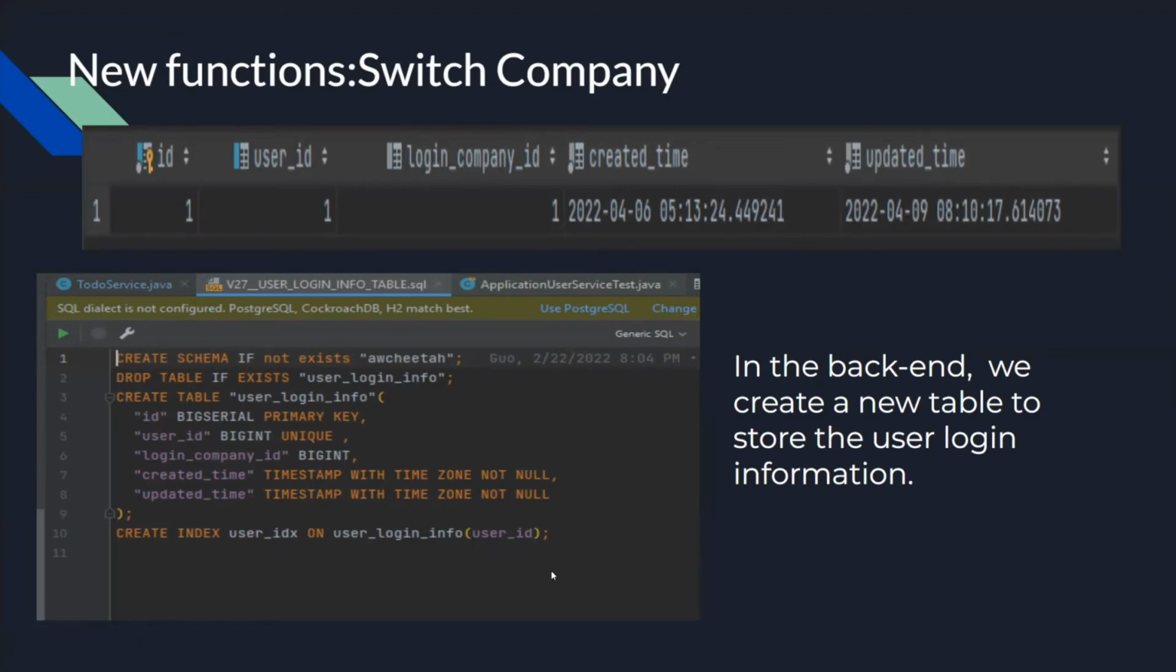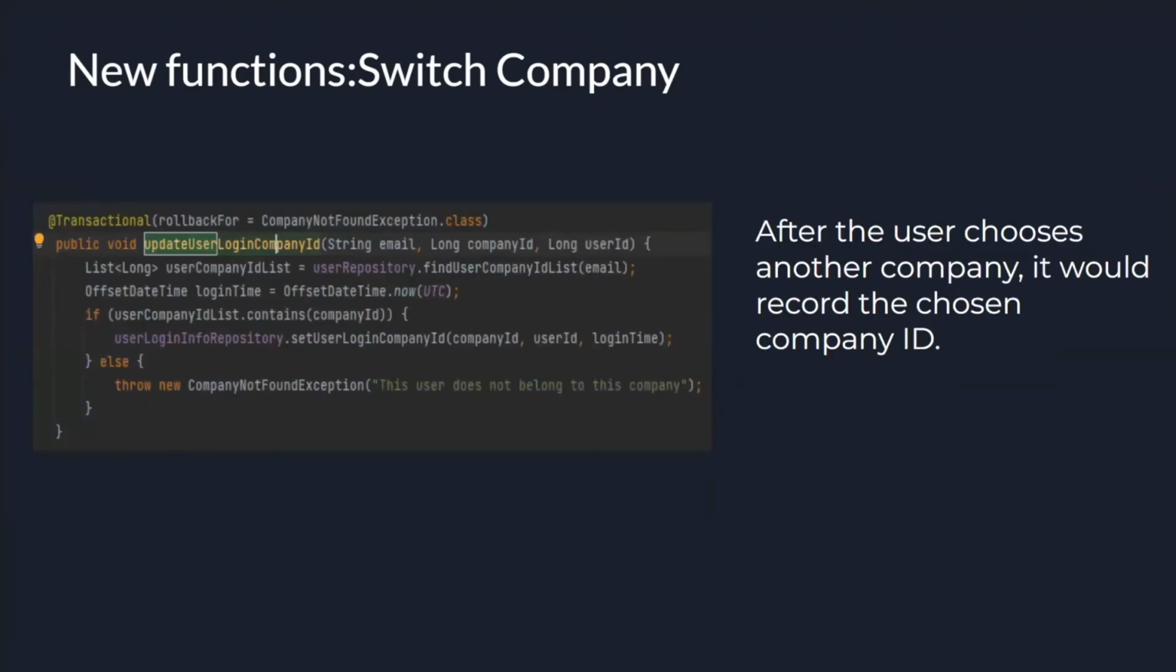So in the back end, we use these functions to help us update the company. If the company ID does not belong to the user, we would show an error. Okay, apart from these functions, we also created the new board page, and Zhifeng will introduce some details about it.